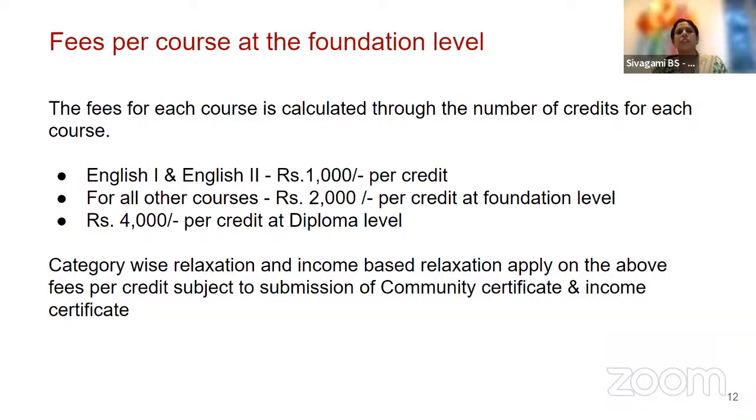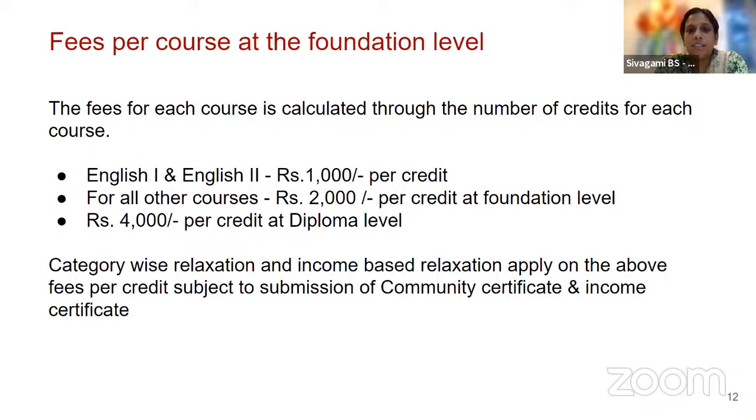Okay. Now for the fee per course at the foundation level, as you would have seen on our website also, the total cost of the program is 5,84,000. For the subjects English 1 and English 2, it is 1,000 rupees per credit. The course fees for each course will be based on the number of credits. English 1 and English 2 are each a 4 credit course, so it is 4,000 and 4,000 per subject.